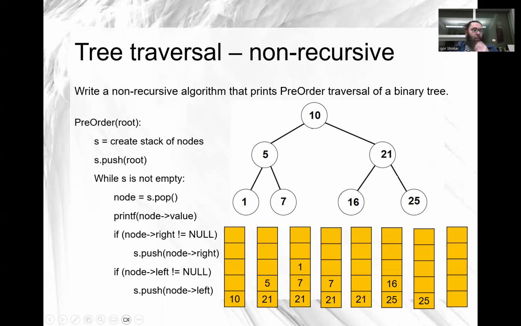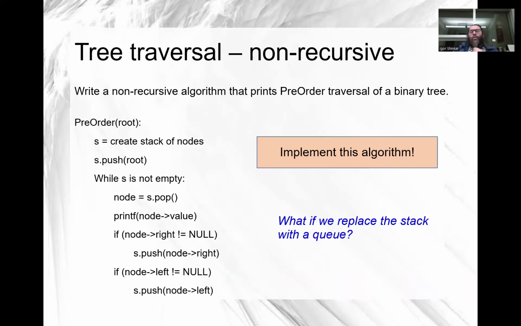Okay, I hope this algorithm is clear. Now, here's a question for you. One, write code for this. And two, what happens when we replace the stack with a queue?